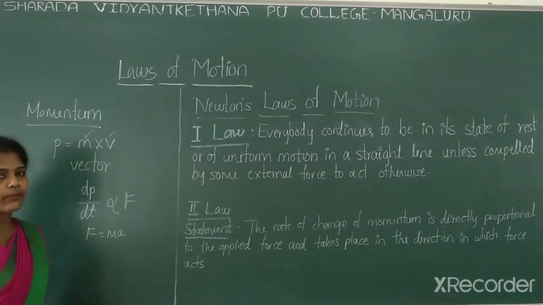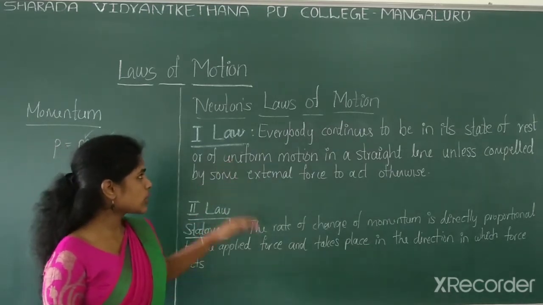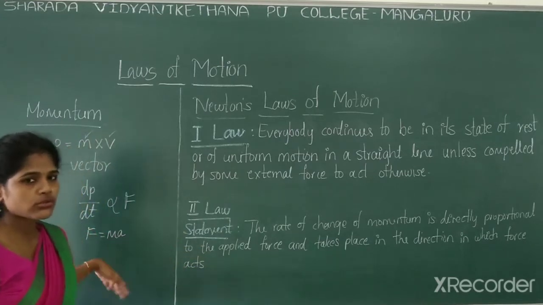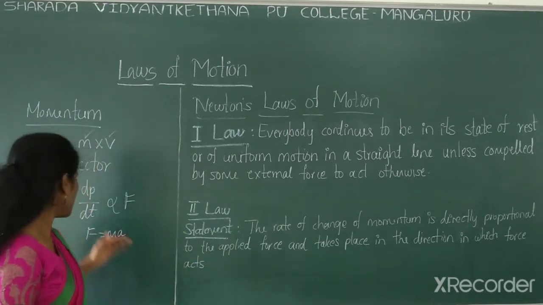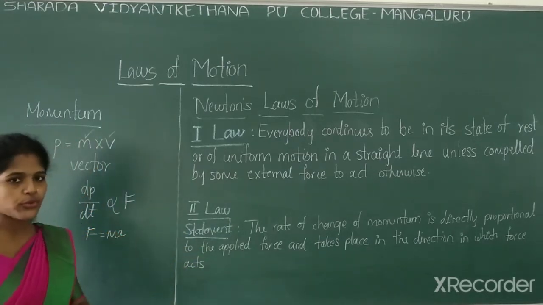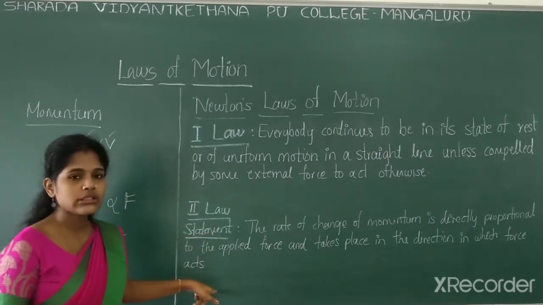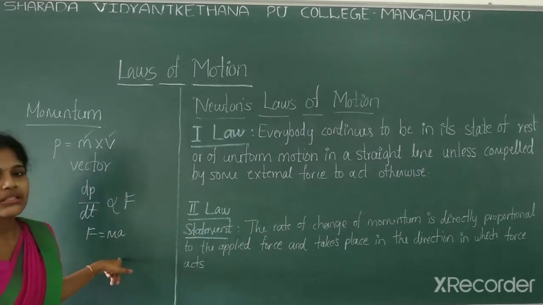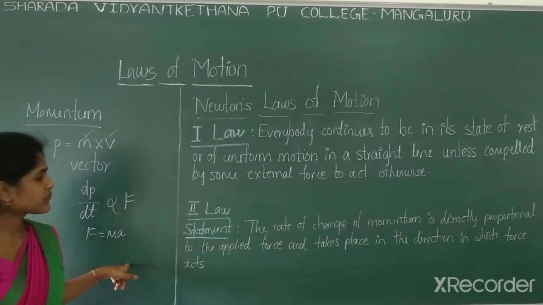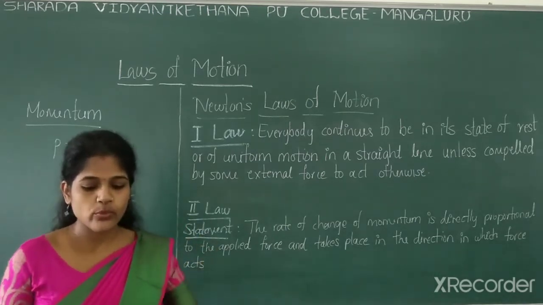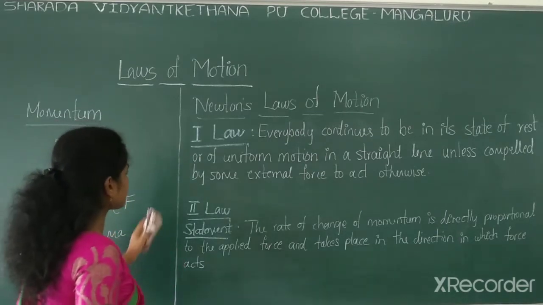F equal to m into a. But because the concept is cancelled, we don't need the derivation. Okay? You don't need the derivation, but you should know that F equal to ma. The formula comes from Newton's second law: force is equal to mass into acceleration. Okay. So now we will move to Newton's third law.